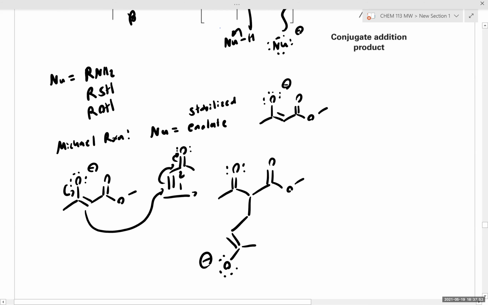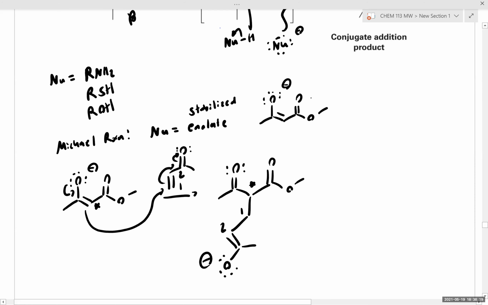So just to label our carbons here, I'm going to put a star next to the alpha position. Does everyone see the carbon-carbon bond that we formed when our enolate attacks and adds 1,4 into our beta ketoester? And from here, we can quench our enolate.